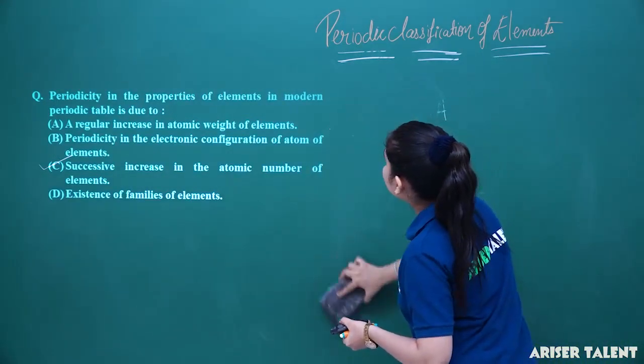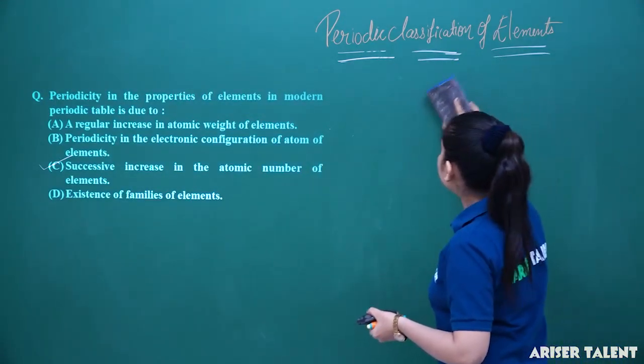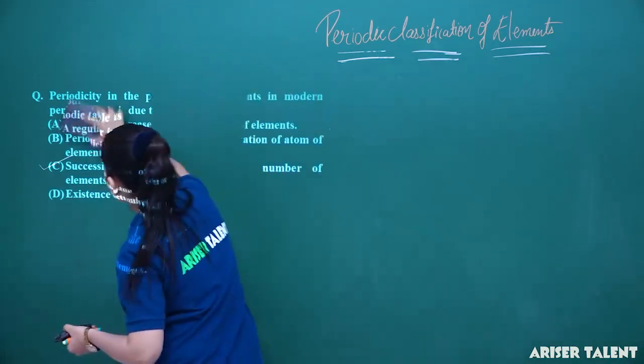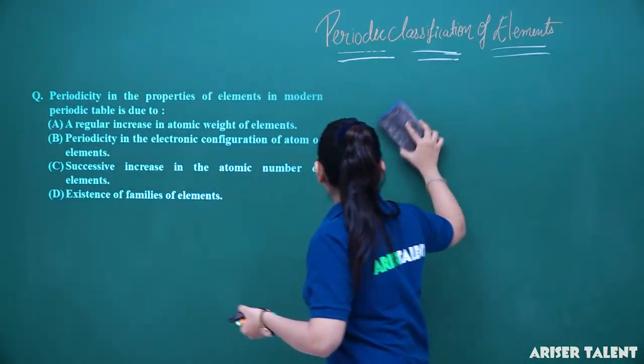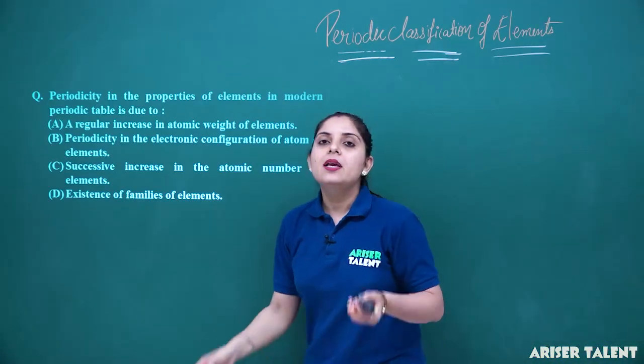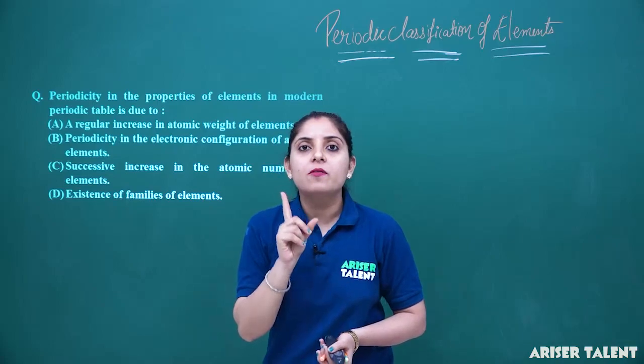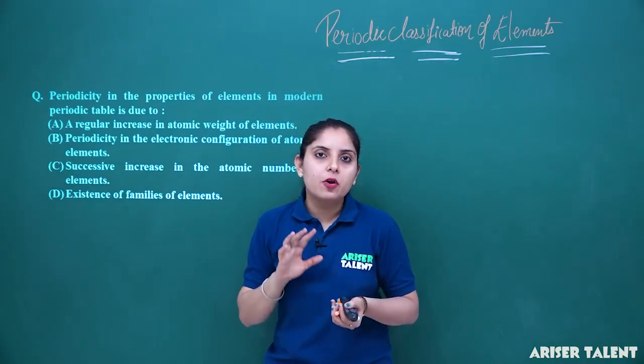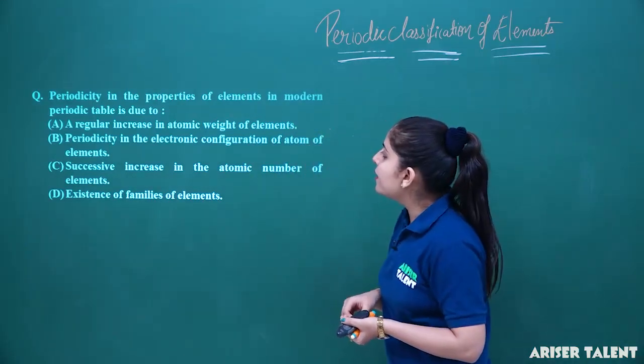Periodicity in the period of the element in the modern periodic table is due to. Now the cause of the periodicity that we have discussed about the trends in the periodic table is only because of one factor, that is electronic configuration. So let's check the options here.